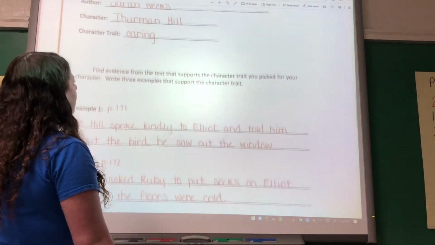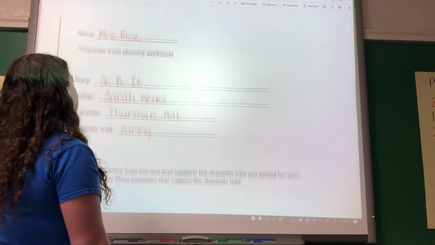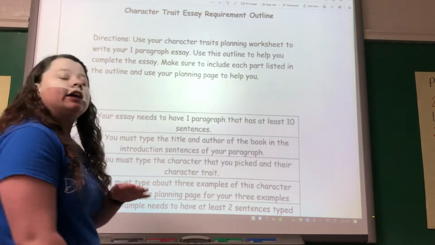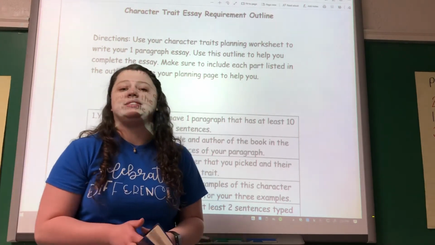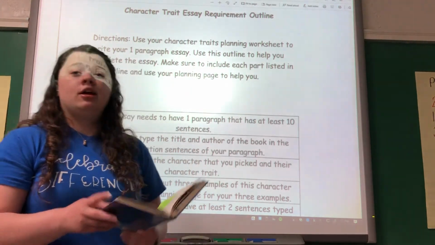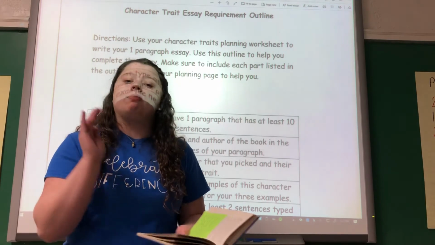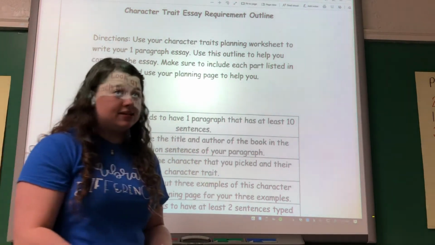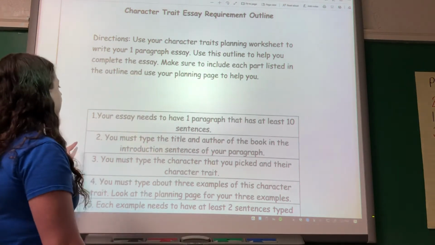So then, after you get your planning page done, the next thing you're going to do is write a short 1-paragraph essay. This does not need to be a whole paper or anything. It's just a 1-paragraph essay. It has to have at least 10 sentences, so you want to make sure it has that.